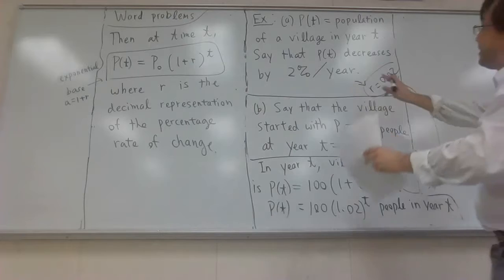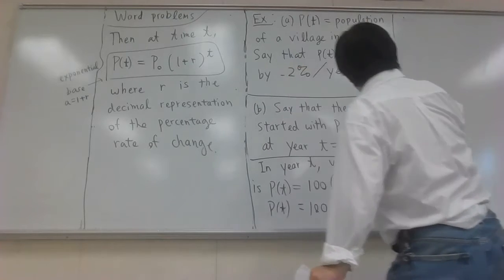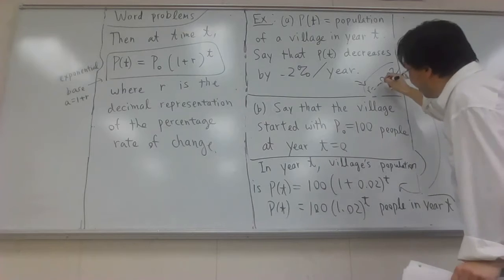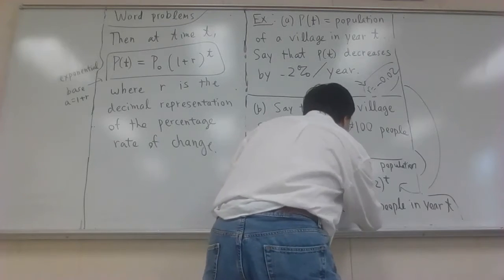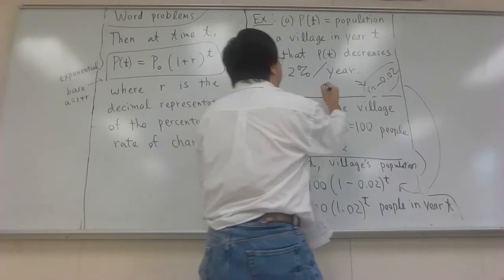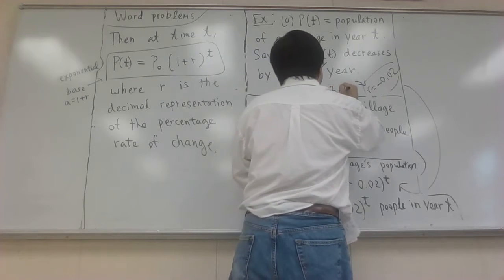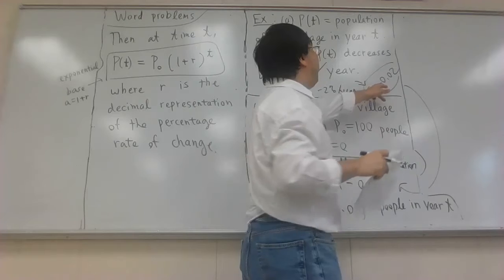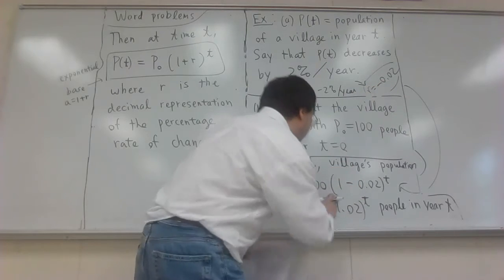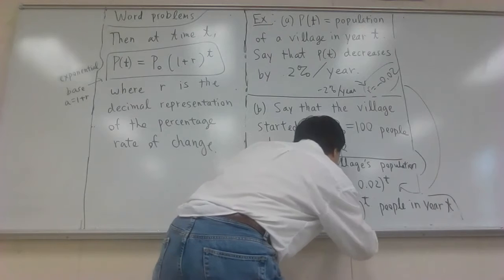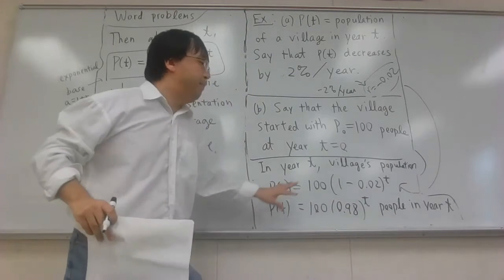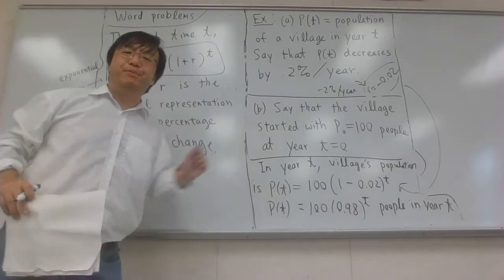Okay, so then this is, oh no, it's decreasing by 2% per year, so it's minus 2%. So r is equal to minus 0.02. So this should be a minus, right? Because it's decreasing. The population of the village is going down, so it's minus 2% per year. So then this r should be minus 0.02, so then it should be 0.98. Okay, so it should be this many people in year t.